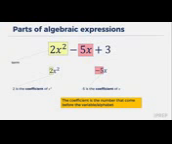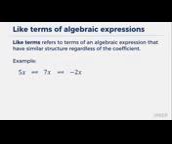Let us look at what we mean by the like terms of an algebraic expression. The like term refers to the terms of an algebraic expression that has similar structure regardless of the coefficients. For example, if I have 5x and 7x and negative 2x, you can see that even though the coefficients are different, the variables are the same. This means they are like terms.